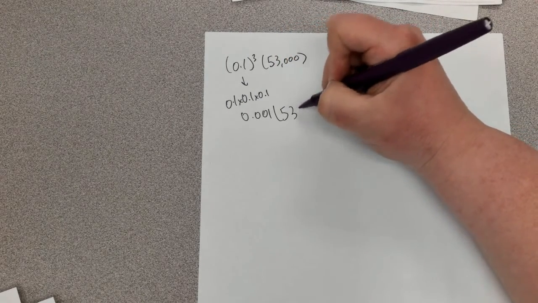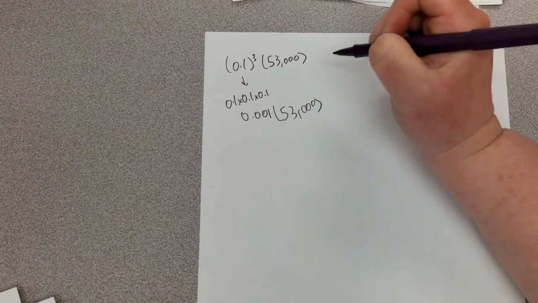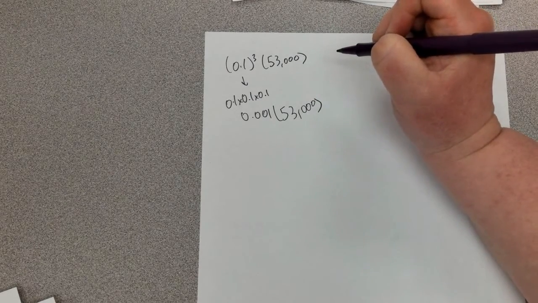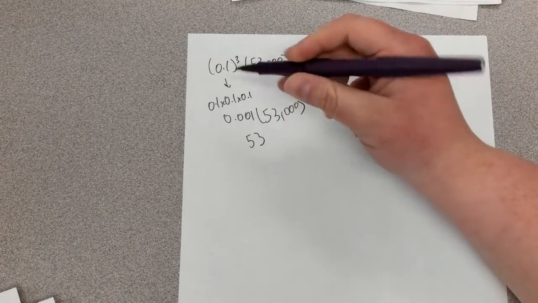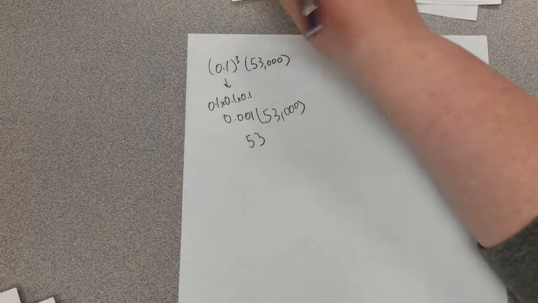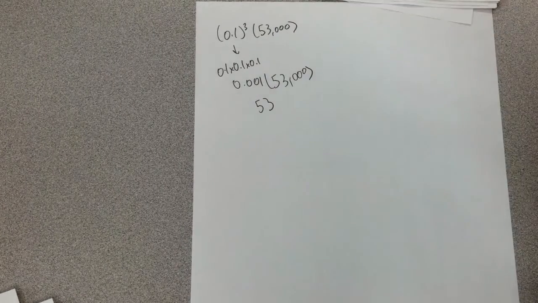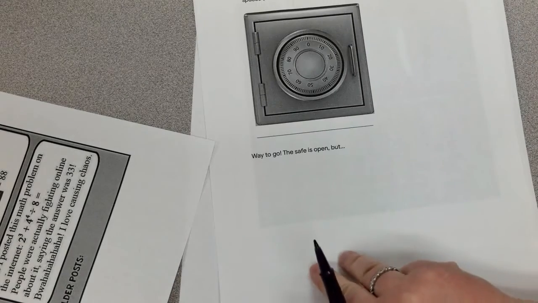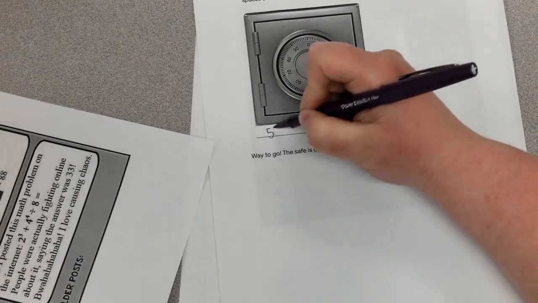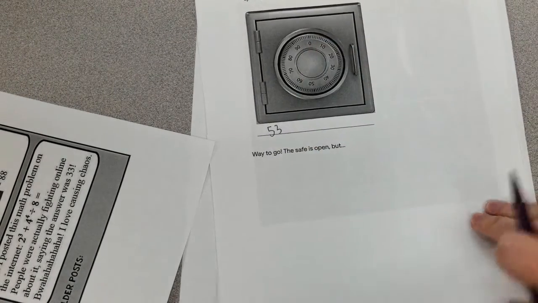times 53,000. And when I do that, I get 53. So the answer for the first number in this combination, this is also attached to it, sorry. This first number is going to be 53. And then it goes on, you have to solve the other two.